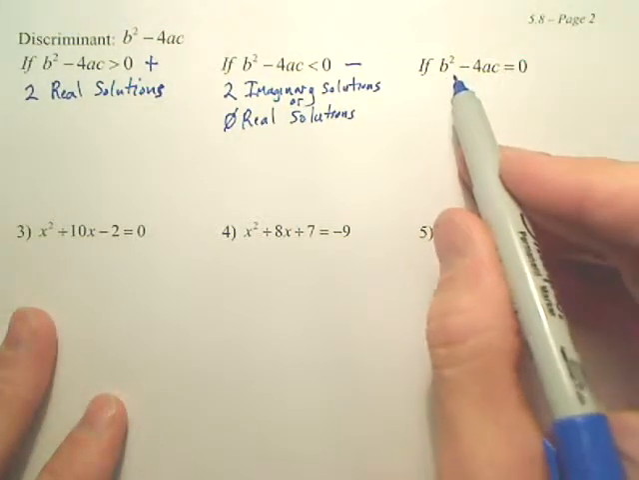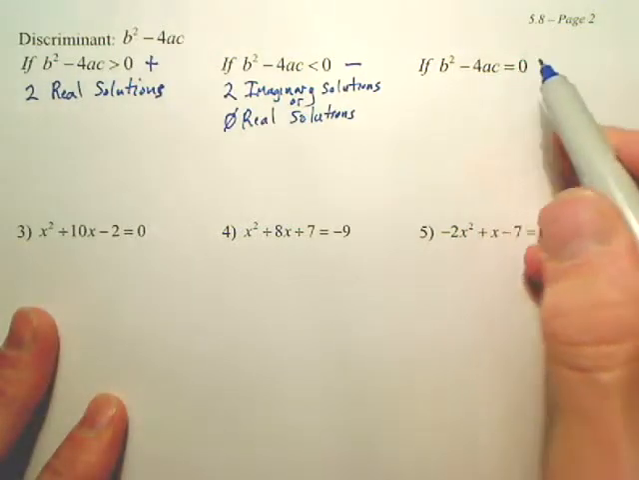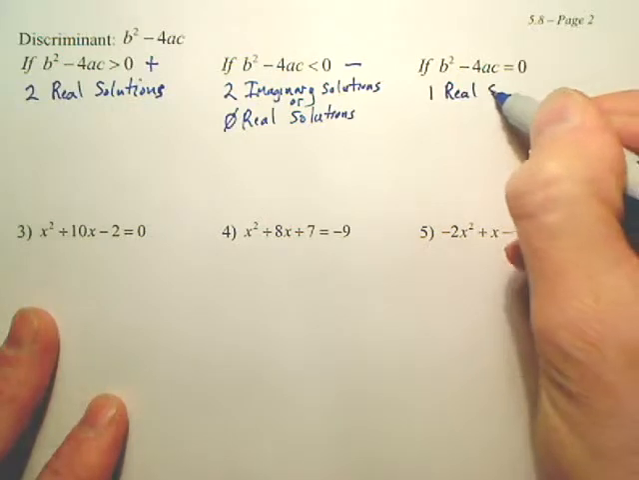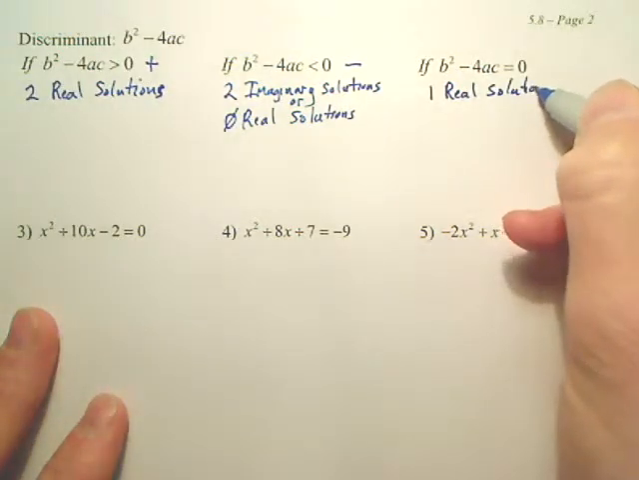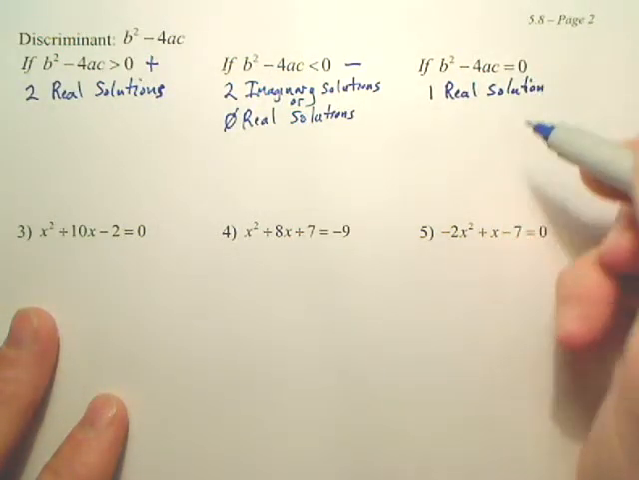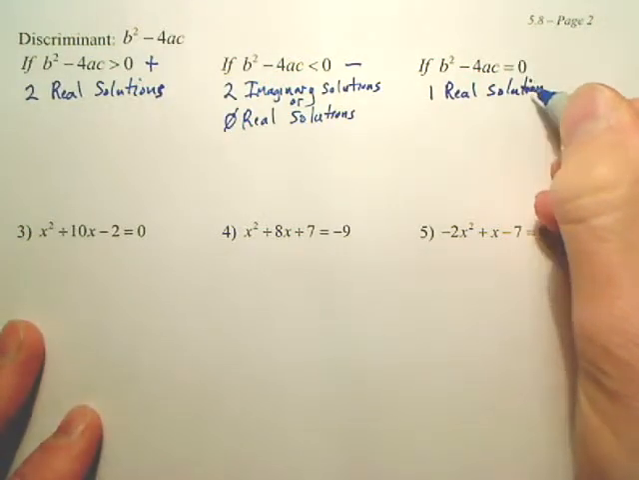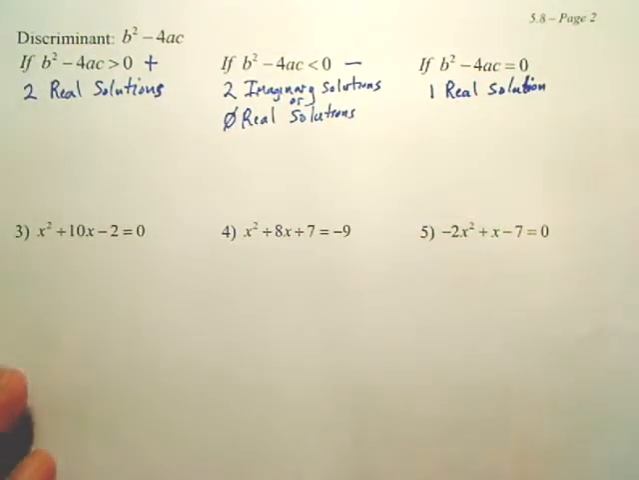And if the b squared minus 4ac equals 0, you have 1 real solution. 1 real solution. Now, what does all that mean?